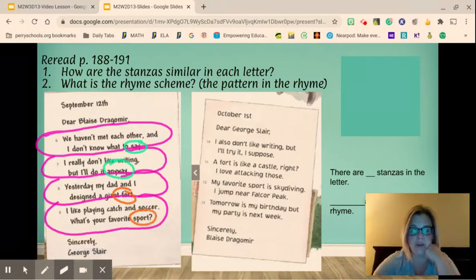Those are rhyming words. So that's kind of breaking down my first poem. Let's look at the second one and see what I can find that is similar to the first poem.